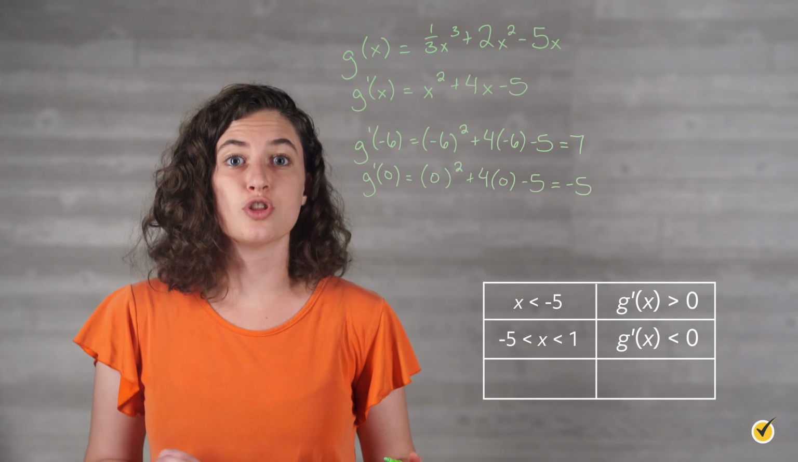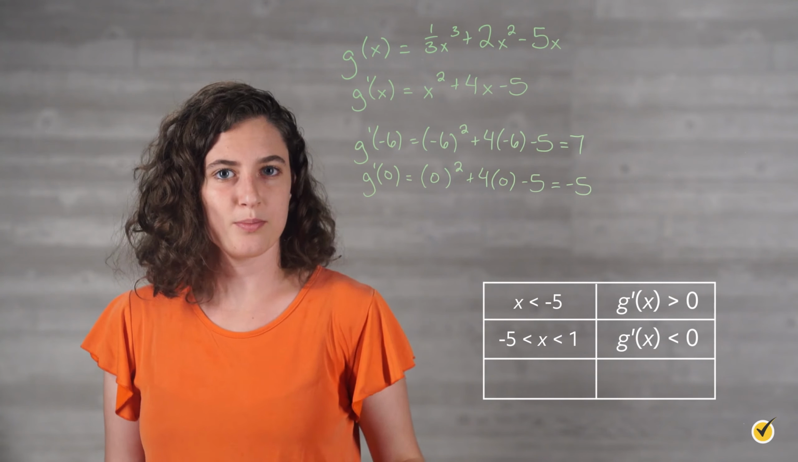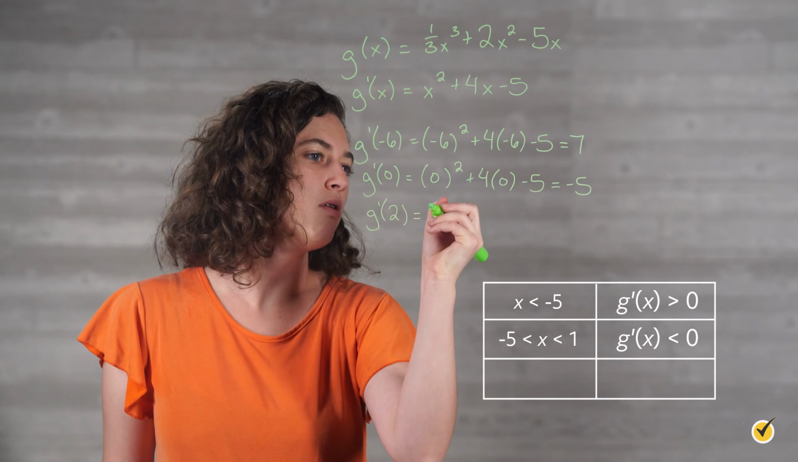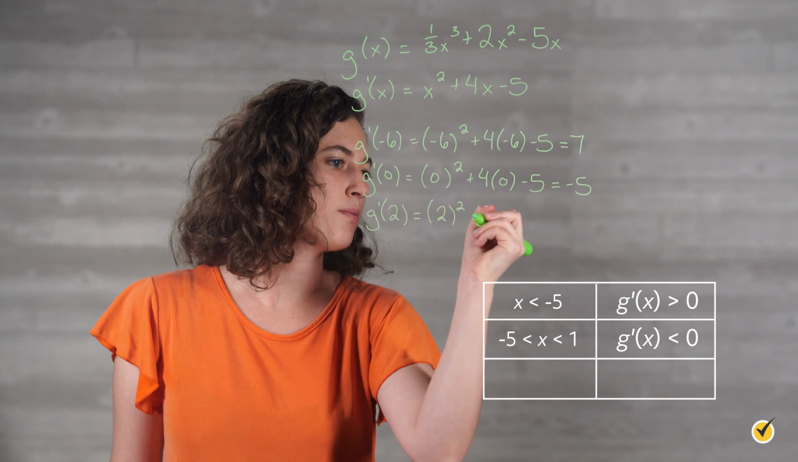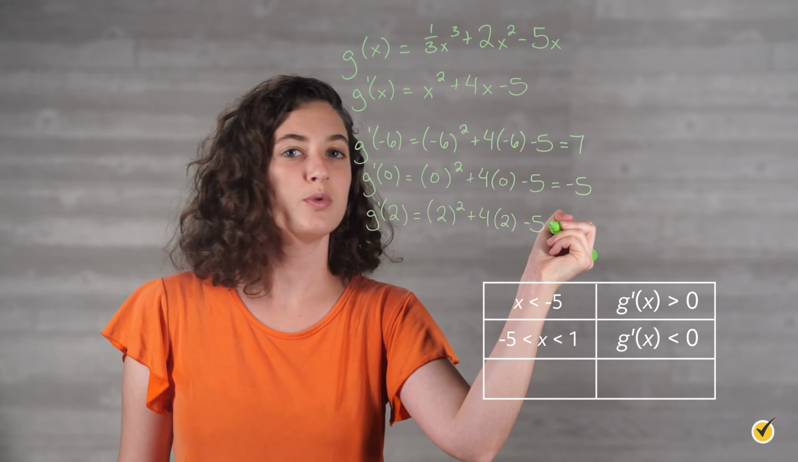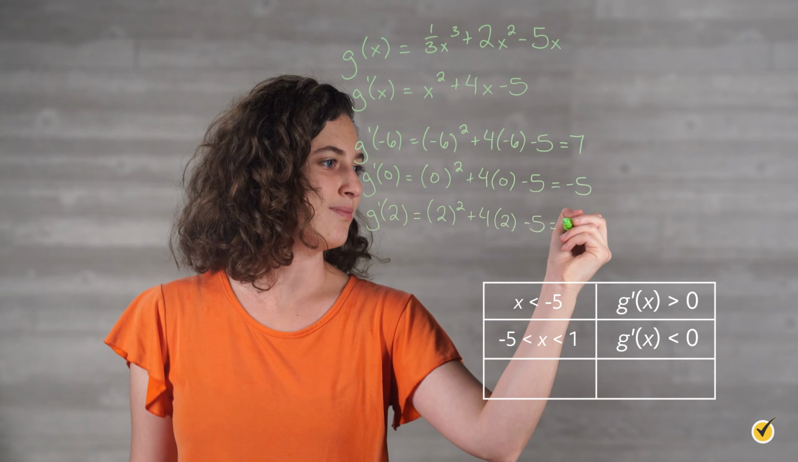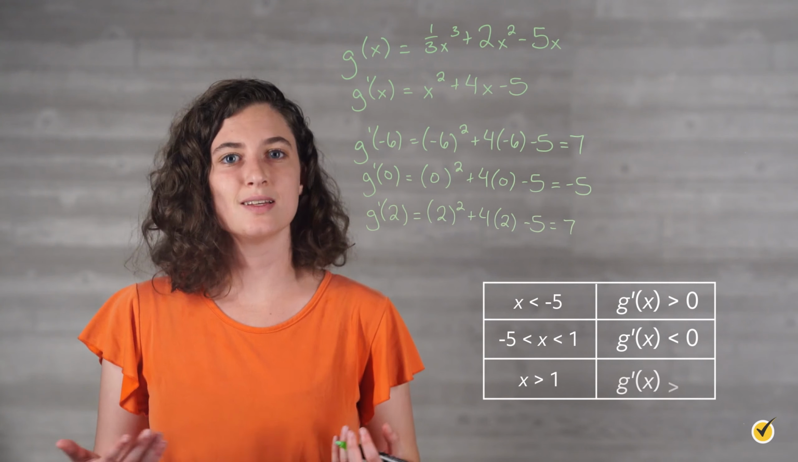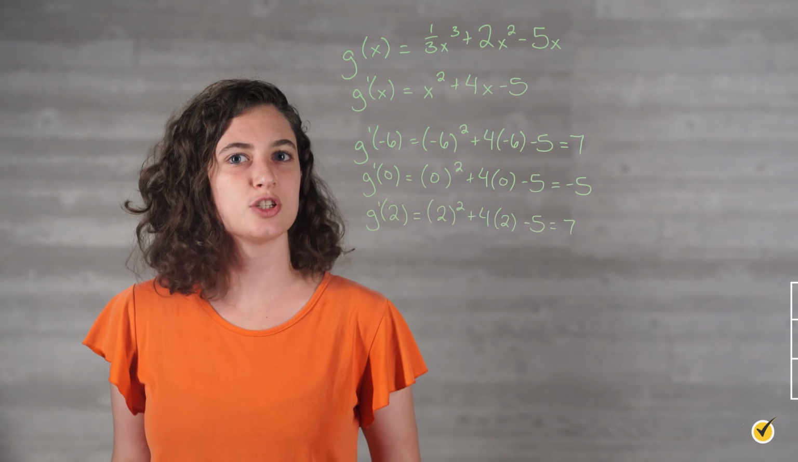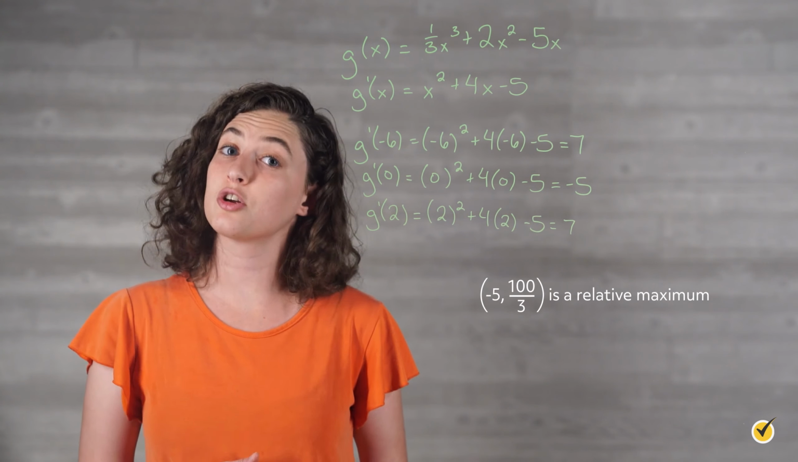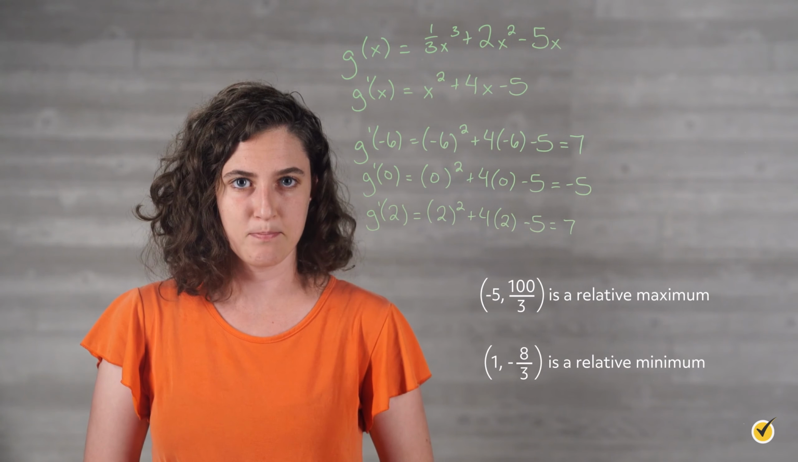Let's check the slope now to the right of positive 1 using the point positive 2. So g prime of 2 is equal to 2 squared plus 4 times 2 minus 5, which is all equal to 7. So the slope to the right of x equals 1 is positive. This information suggests that the critical point at x equals negative 5 is a maximum, and that the critical point at x equals 1 is a minimum.